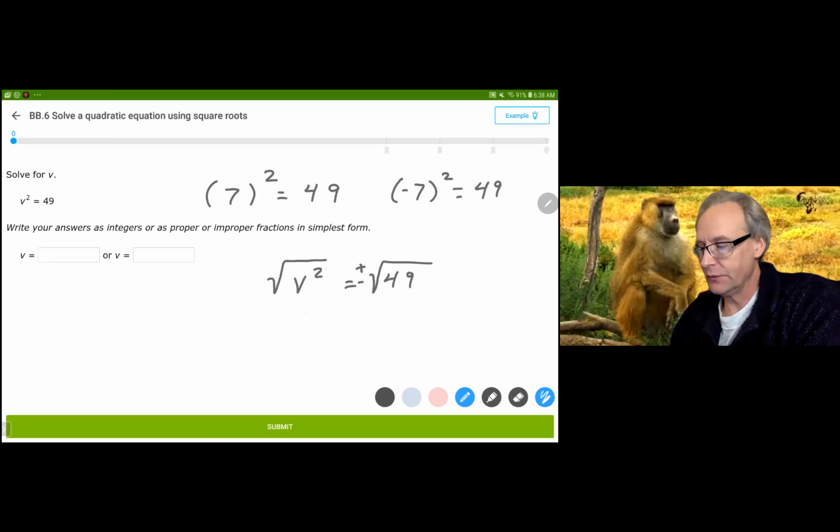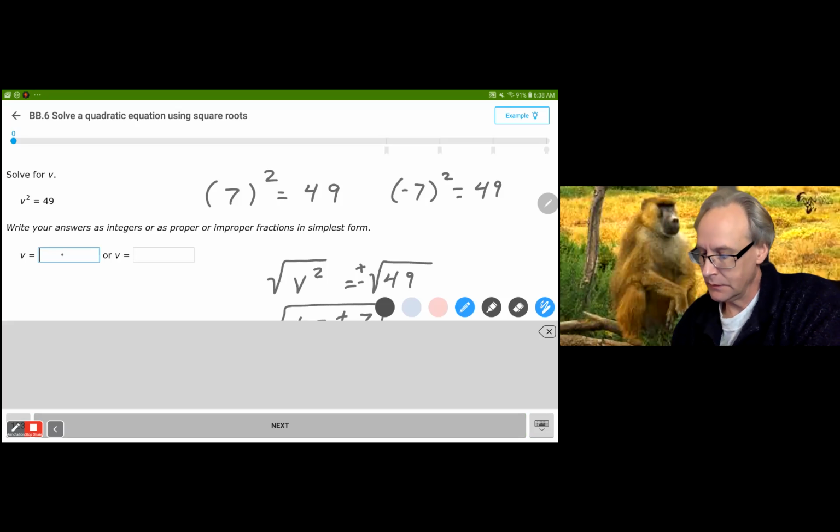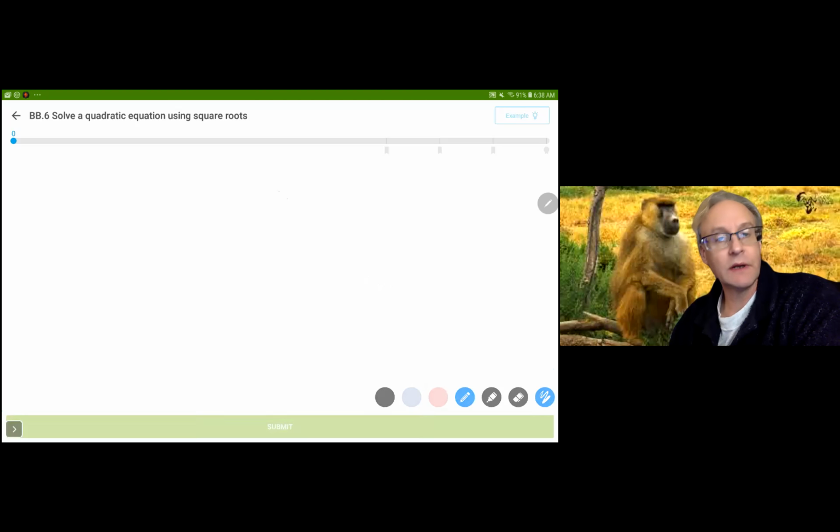You take the square root of both sides. The square root of v squared is v, and positive or negative needs to be written in front of this. So we get positive or negative 7. So v could be 7 or negative 7. And there we go.